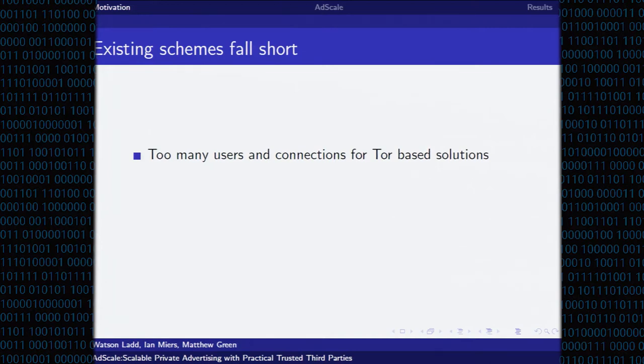Existing schemes fall short. First thing you do when you have a problem like this, you look to see if someone else has solved it. Well, there were too many users and connections for Tor to work. Too many connections is really the sticking point here. It's not the bandwidth; every establishment of a connection just eats up resources you don't have a lot of. There were too many advertisements for existing Elgamal-based systems.